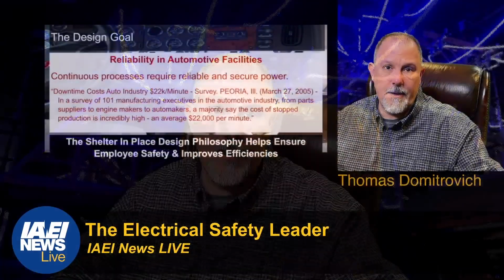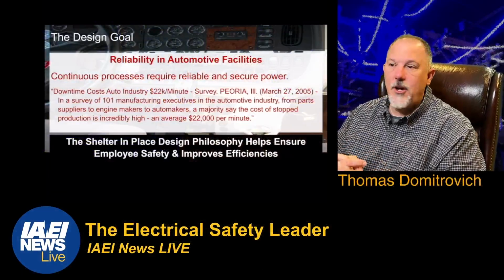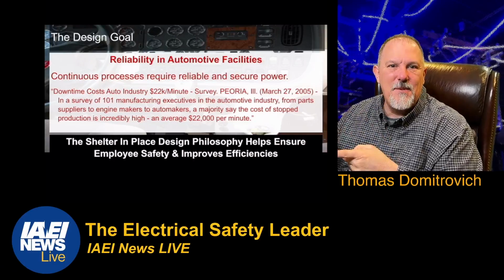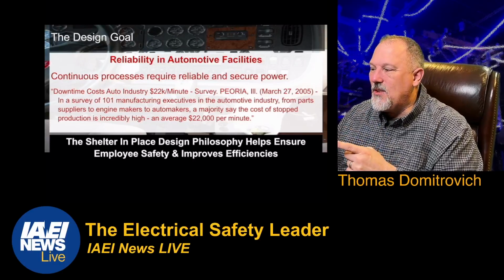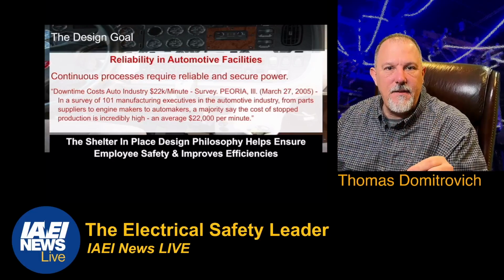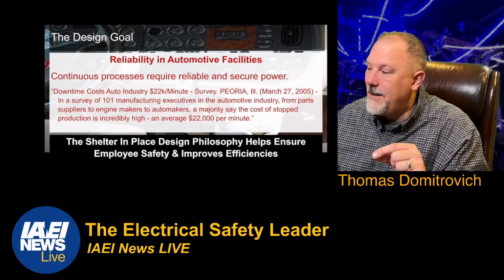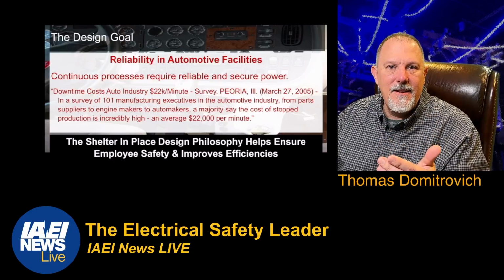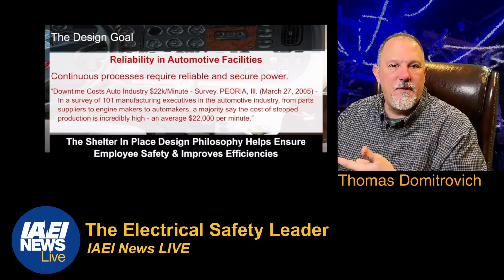There's another one. Automotive industry. Okay. Continuous processes require reliable and secure power for automotive facilities. This was a study back in 2005. This is almost 20 years old. Do you think $22,000 a minute in 2005 is the same as it is today? Do you think it went up? I think it did. But back in 2005, it was $22,000 a minute. When you have unplanned outages in an automotive facility, it costs big bucks.